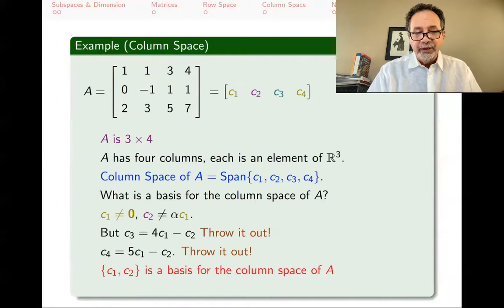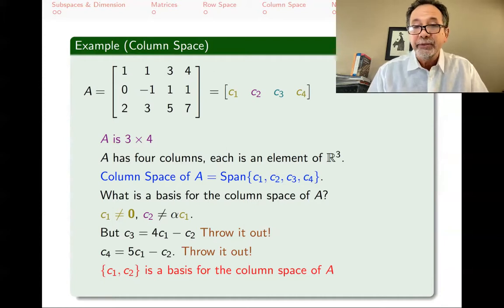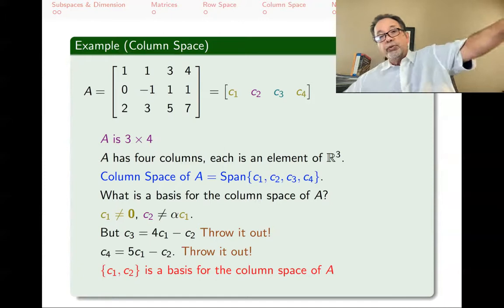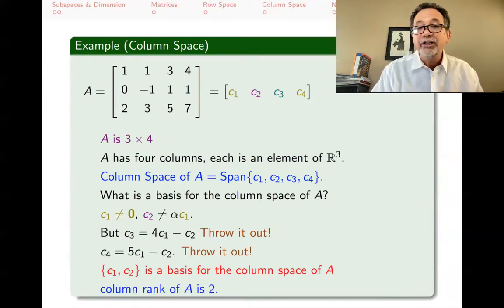Also, C4 is 5C1 minus C2, and that needs to be thrown out. And when we do that, we are left with a basis for the column space, which consists of the first 2 columns, C1 and C2. So this means that we have a subspace of R3, a 2-dimensional subspace of R3. So this is a plane through the origin. A plane through the origin is the column space, and the column rank of A is 2.